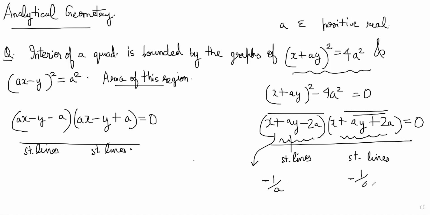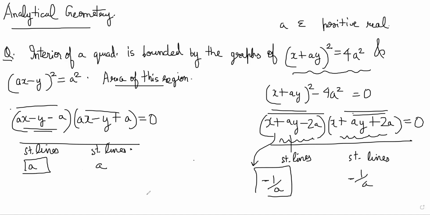Slope is the same. The slope of the other two lines is a. Slope is a here and slope is minus 1 by a here, which means this line is perpendicular to this line, and the same goes for this line. That means it also forms a rectangle. So we can now start drawing the figure.